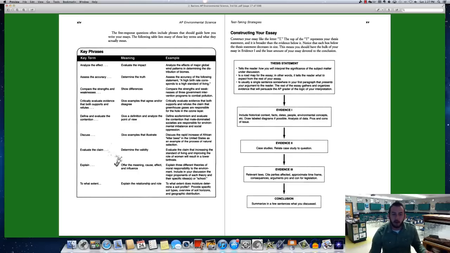Explain. Offer the meaning, cause and effect, and or the influence that it might have on a major situation or a more broad event. To what extent? Explain the relationship and the role of whatever it's asking you about.